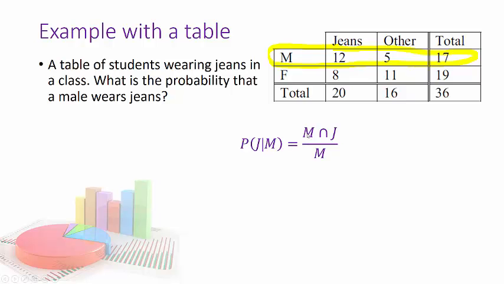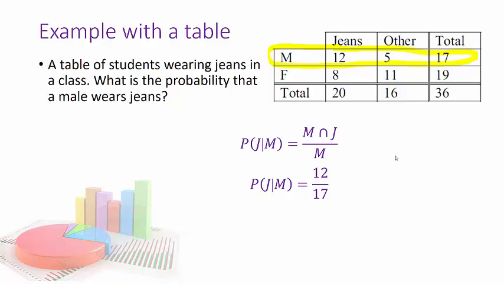So here you might wonder, do I have to go calculate all the probabilities? If they're both in the same form, you can just do the counts instead of the probabilities. So that's a lot of times how I calculate it. So how many are male and wearing jeans? There are 12. How many males are there? There's 17. And that's your answer.